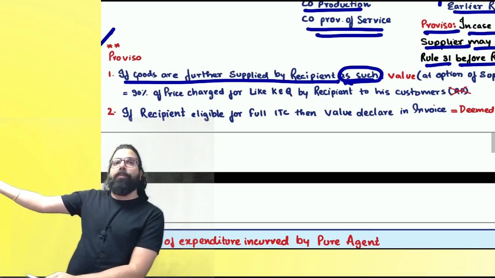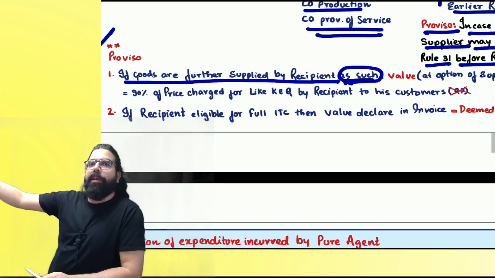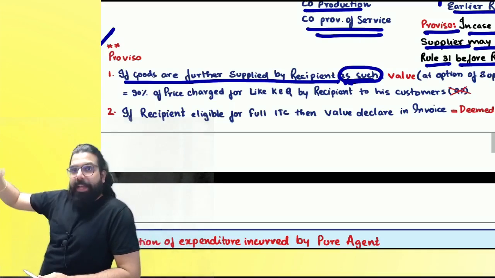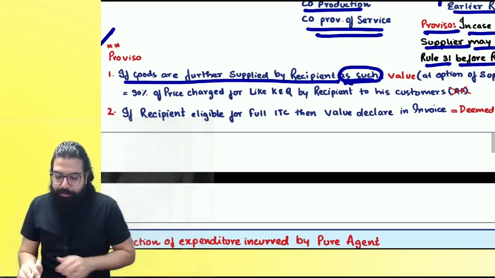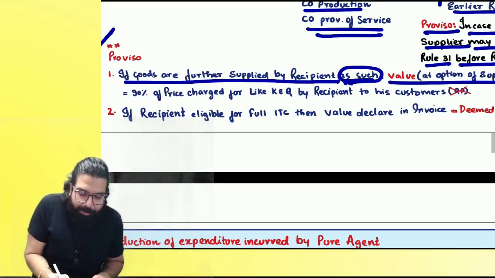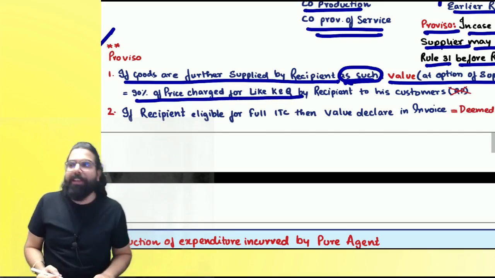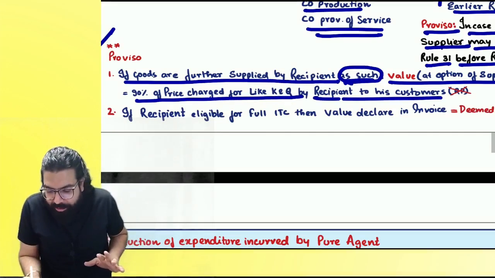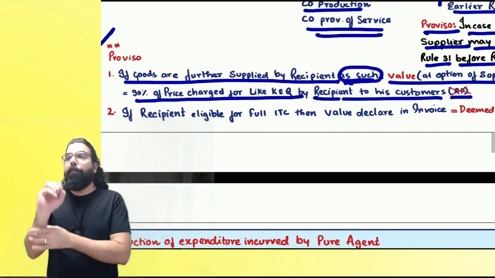I went ahead and supplied to my related person or distinct person, and he or they are going to supply it as such. Then the government is saying the value at the option of the supplier can be 90% of the price charged by the recipient to his customer who is not a related person.